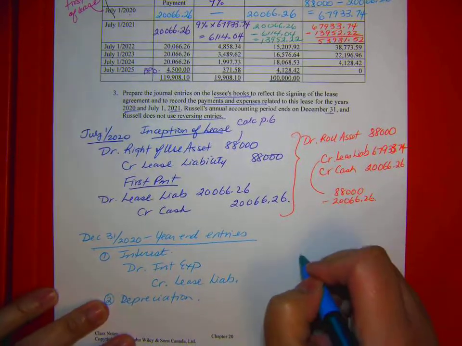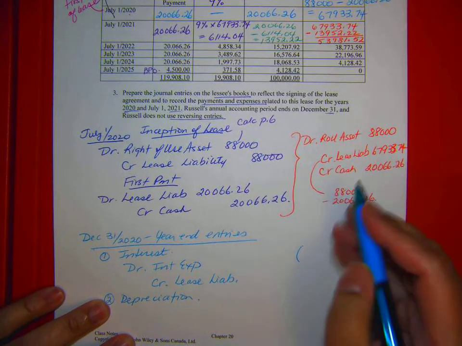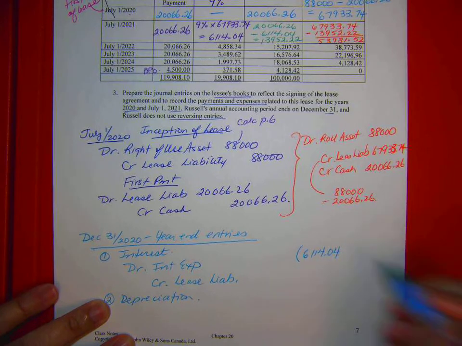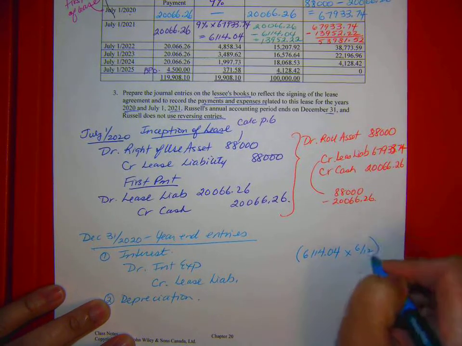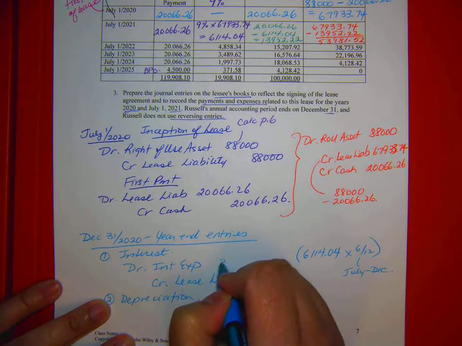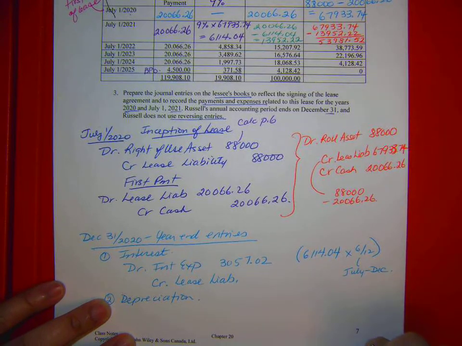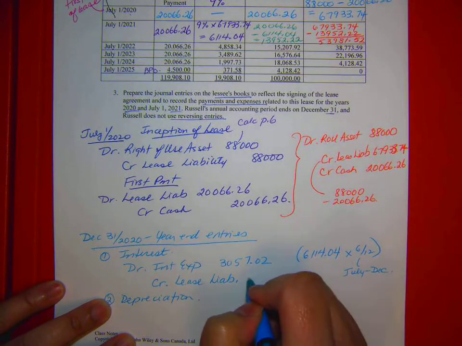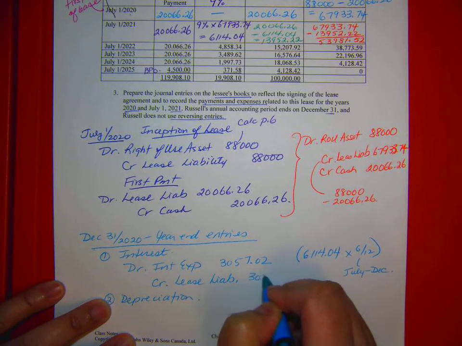for, are we going to use the full 6114.04? Nope, we've got to prorate it by 6/12 for July to December. So that works out to 3057.02. And same thing here.